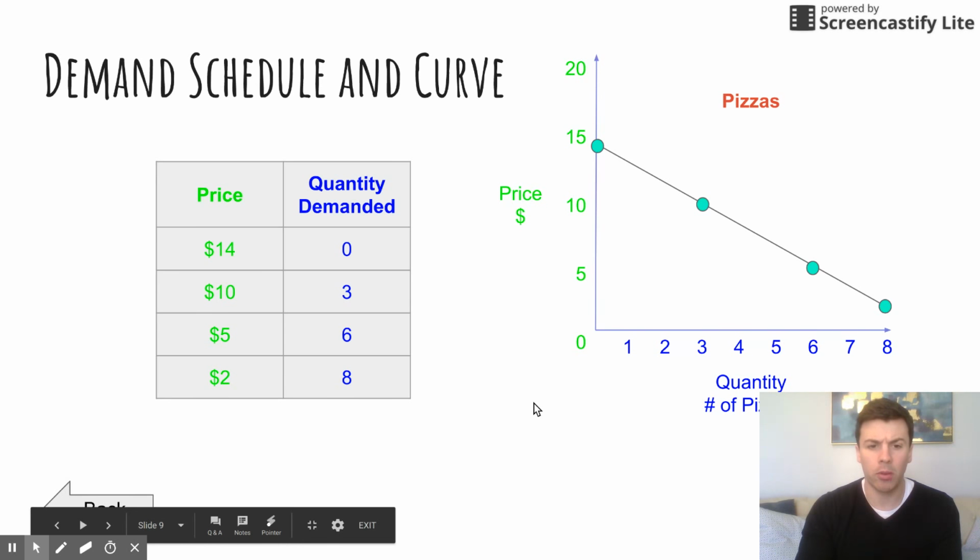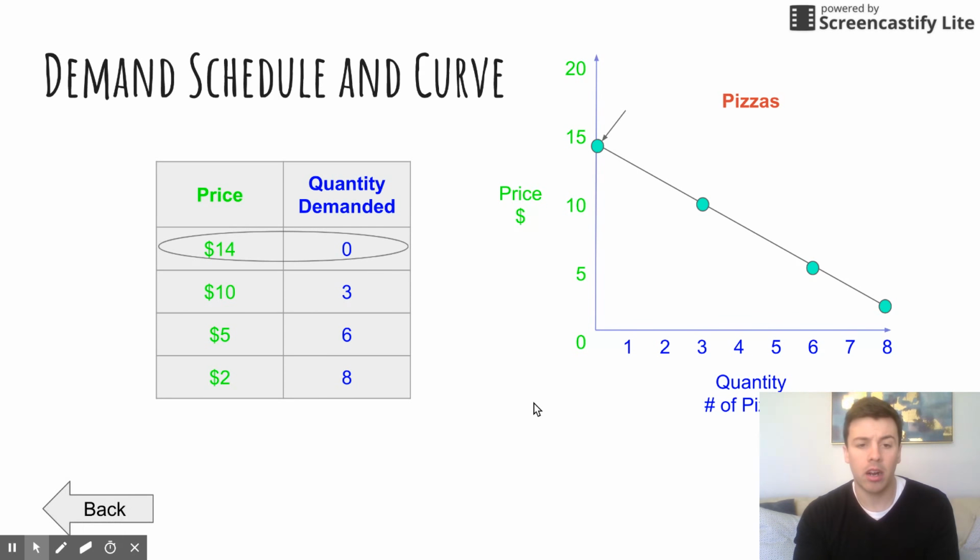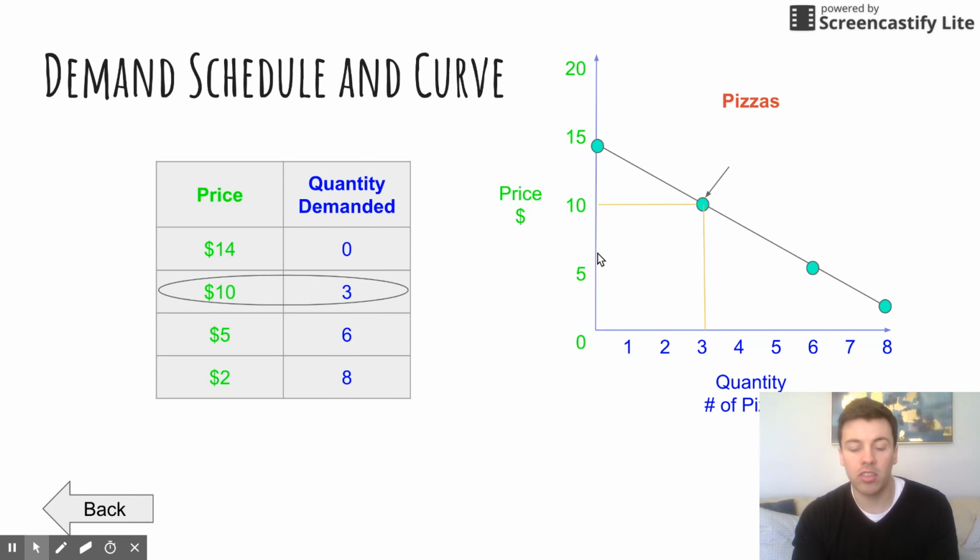All right, let's look point by point here really quickly. All right, so at $14, we see that we are going to demand 0, which would be shown here at this point. So 0 quantity at about 14 on price. Numbers aren't necessarily exact here. And then at $10, we see that we are consuming 3. So we go over from 10 down to 3.